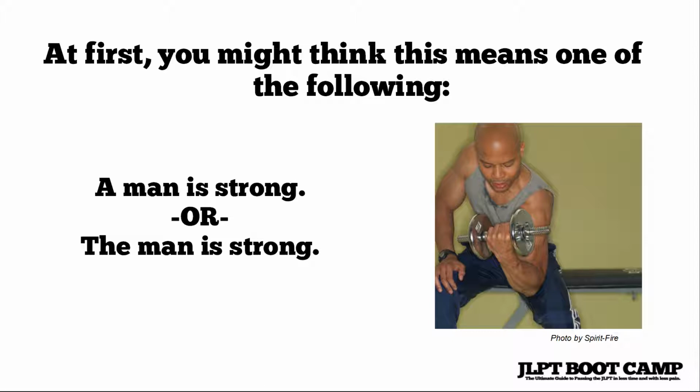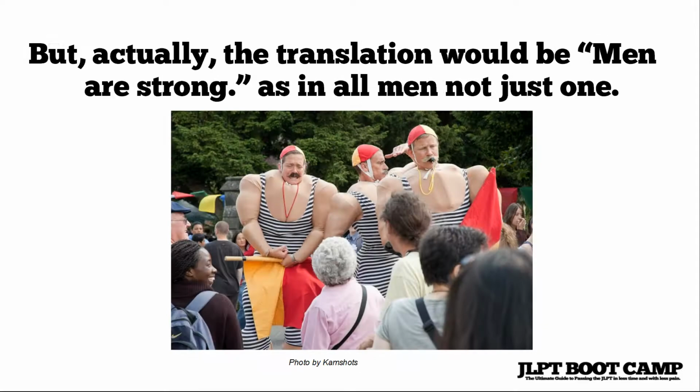But you might have this idea that you might be talking about one man. But in reality, what's actually the better translation here is that men are strong, as in all men, not just one, if you're using wa, the topic marker wa. So otoko no hito wa tsuyoi desu by itself, without any other sentences around it, just a lonely sentence by itself, would mean that all men are strong, not just one.